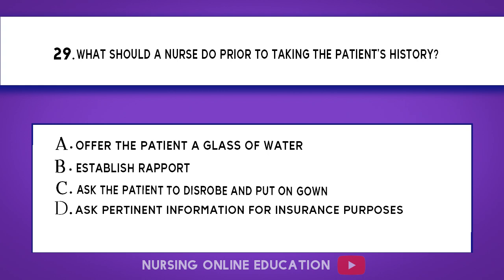29. What should a nurse do prior to taking the patient's history? A. Offer the patient a glass of water. B. Establish rapport. C. Ask the patient to disrobe and put on a gown. D. Ask pertinent information for insurance purposes. The answer is option B, establish rapport.